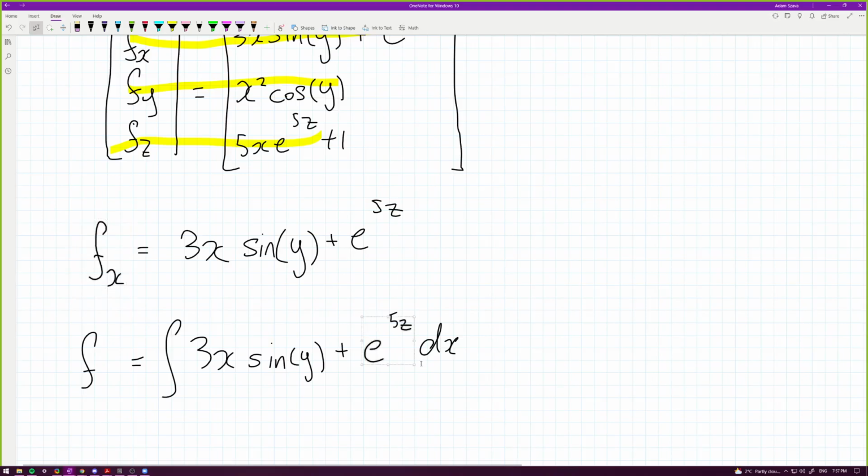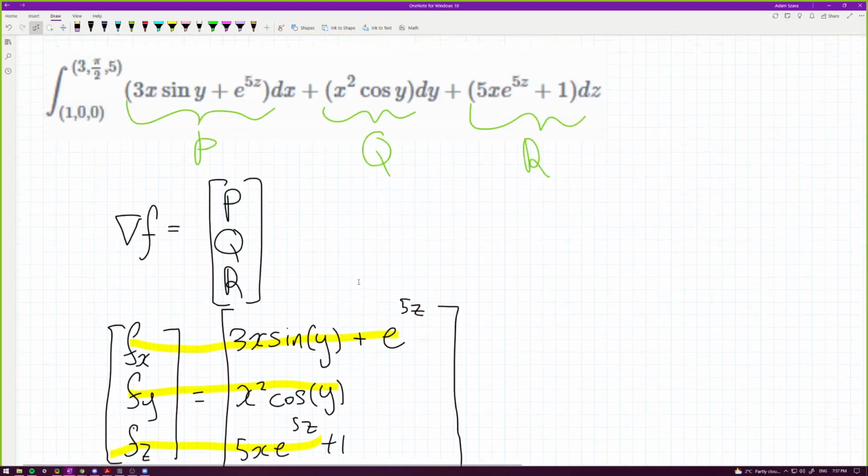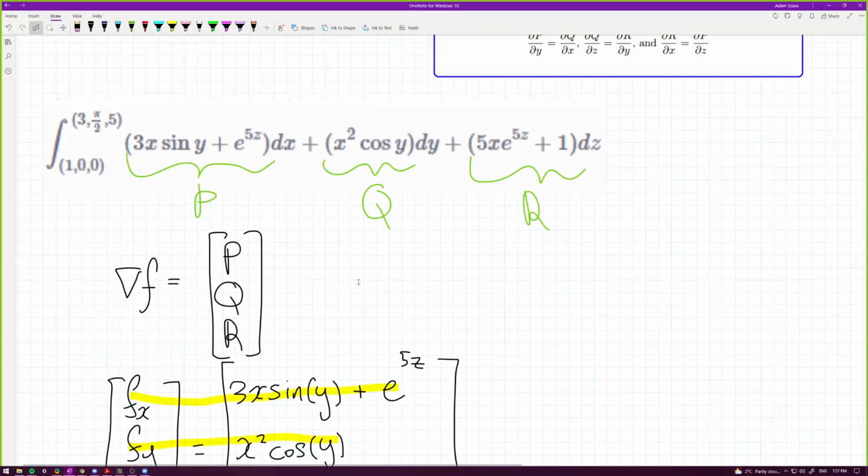This question has an error. P has 3x squared, not 3x. Q has x cubed, not 2x. With that, it should work. Oh, there was an error in this? Okay. So this should be 3x squared.